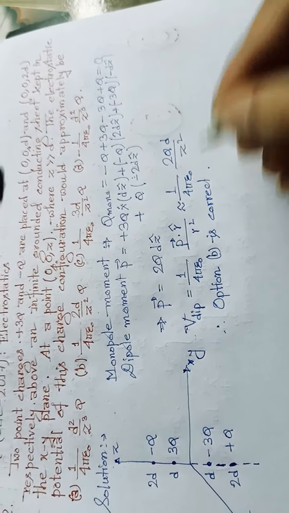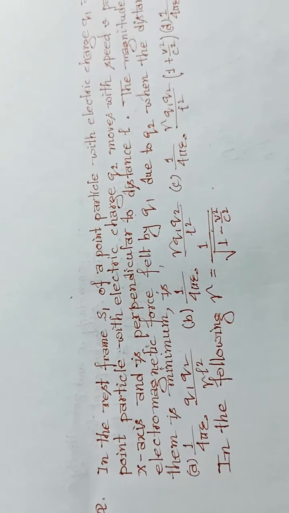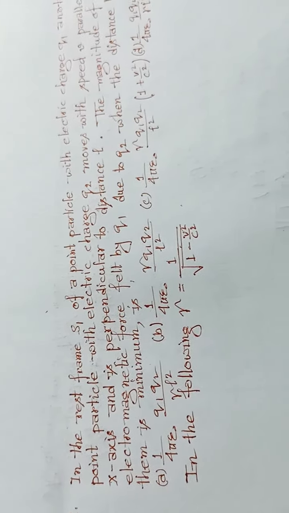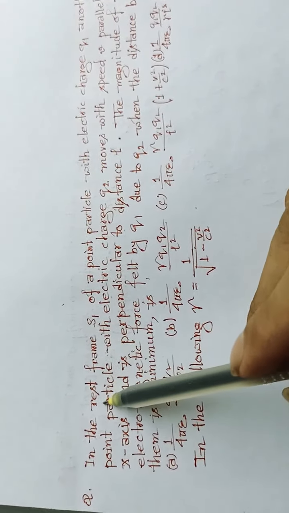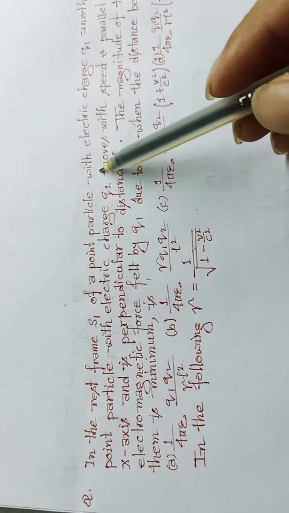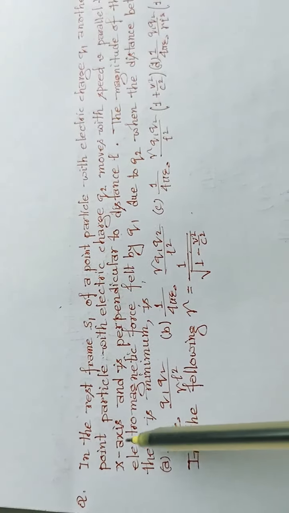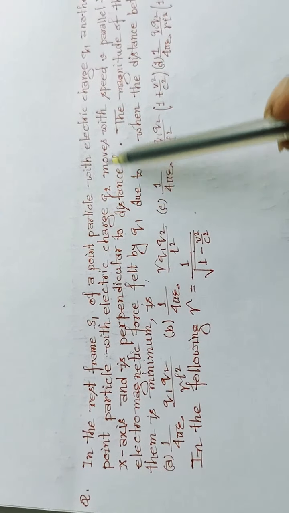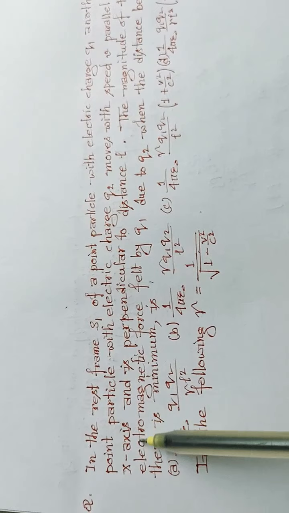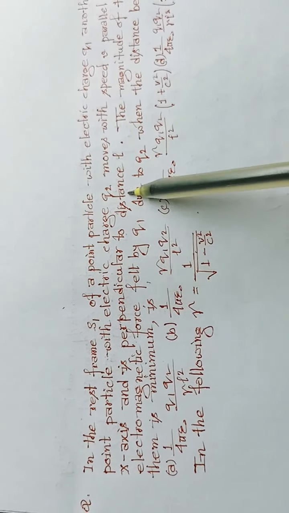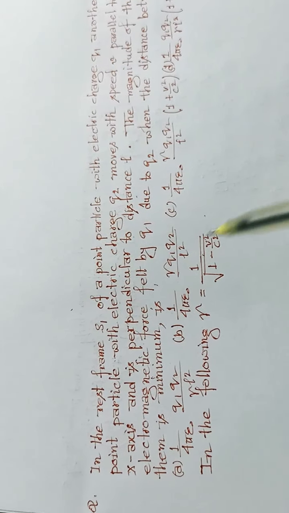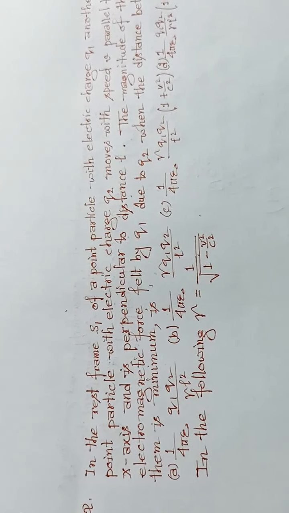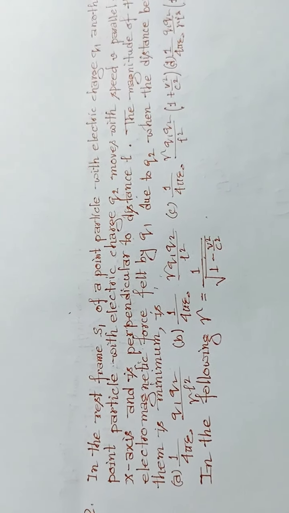Now there is another question from NET JRF December 2017 from electrostatics. In this question, it is given that in the rest frame S1 of a point particle with electric charge Q1, another point particle with electric charge Q2 moves with a speed v parallel to the x-axis and perpendicular to the length L. The magnitude of the electromagnetic or electrostatic force felt by Q1 due to Q2 when the distance between them is minimum will be equal to, and four options are given.